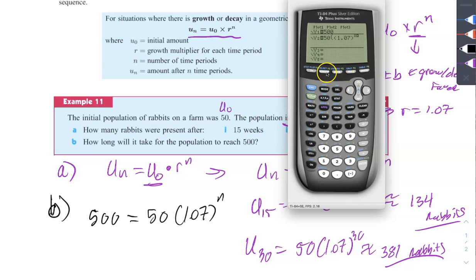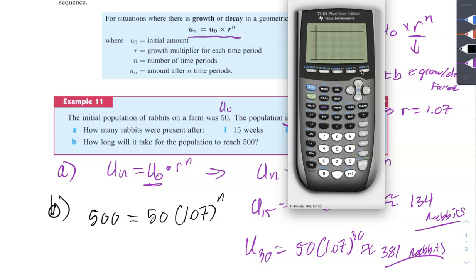Now again, I've got to change my window, so zoom standard first. Zoom standard is not going to get the 500. I've got to be able to see 500. So let's change my window here. My Y max to 600, because I like to give myself a buffer and see if anything happens in between. And I'm not nearly far enough on my X, so I'm going to go to 100. This feels right.